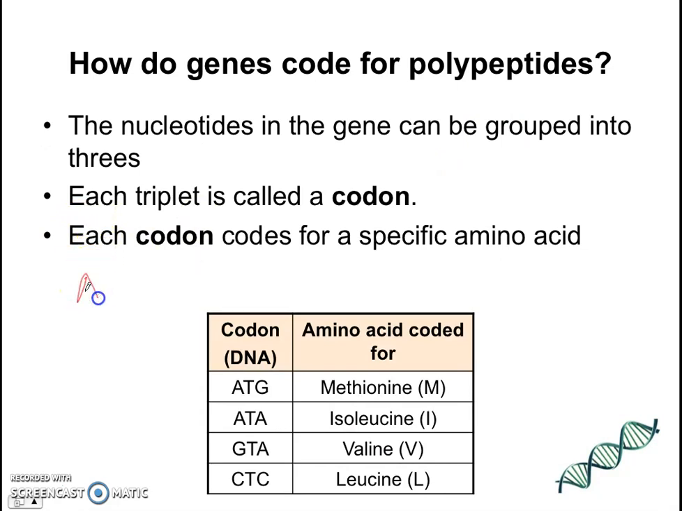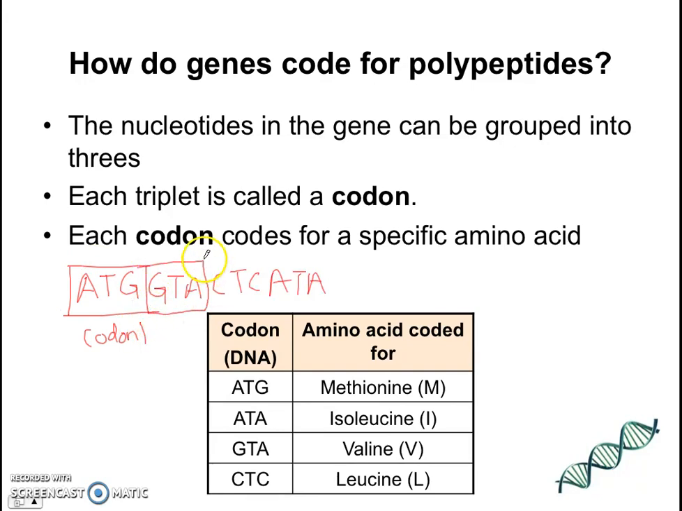Well, I want you to imagine that there's a gene with this sequence, okay? ATG, GTA, CTC, ATA. Now the nucleotides in the gene can be grouped into triplets, and every triplet is called a codon. So this is codon number 1, and then there's another codon here, and then another codon here, and another codon here. And how the genetic code works is that each codon will code for a specific amino acid.